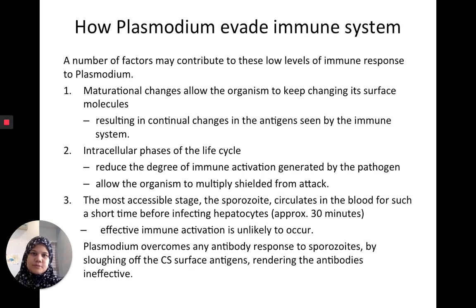So how does plasmodium avoid the immune system? The plasmodium can do a few things. One, it actually has maturational changes. As it's maturing, as it's developing, it changes its surface molecules. Again, our immune system is not very good at recognizing changing antigens. So this is what makes them easily missed.